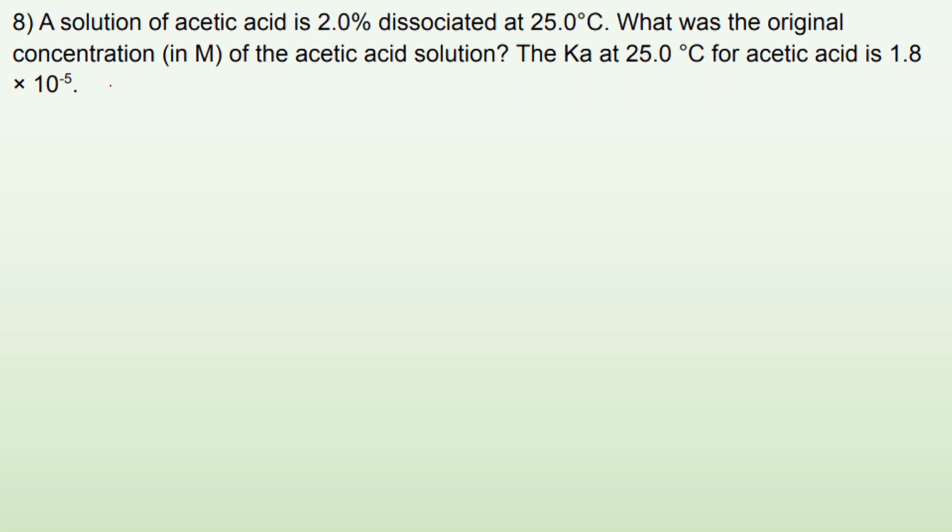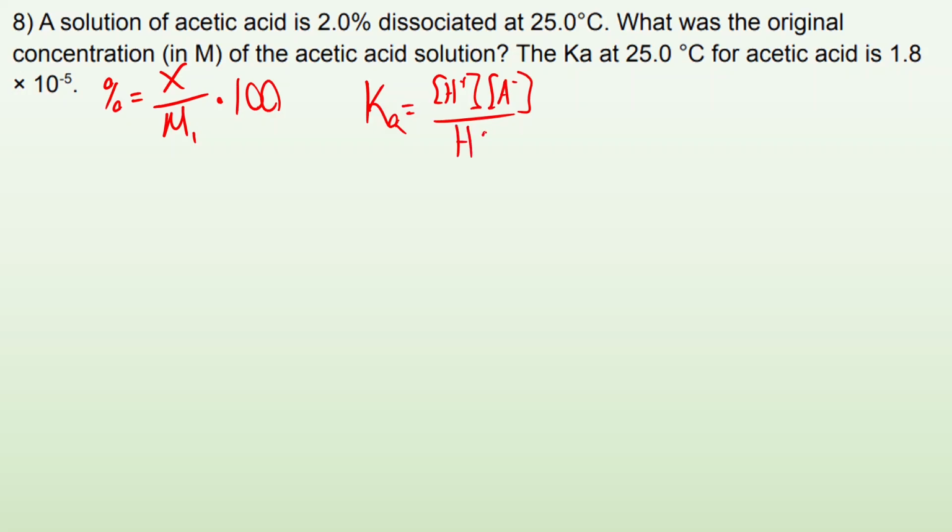So they told us the percent dissociated. I know the percent is equal to the amount that dissociated, let's just call that X, divided by the original amount, M1, times 100, right? So that is the percent ionization. We also know that the Ka is going to equal the H plus times the anion for acetic acid, all over the amount of acetic acid that did not dissociate.